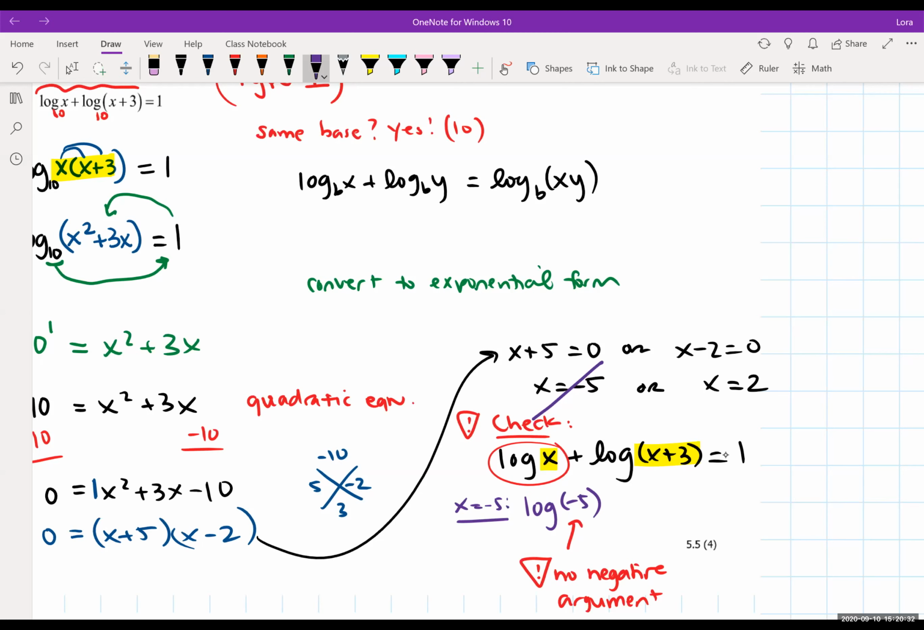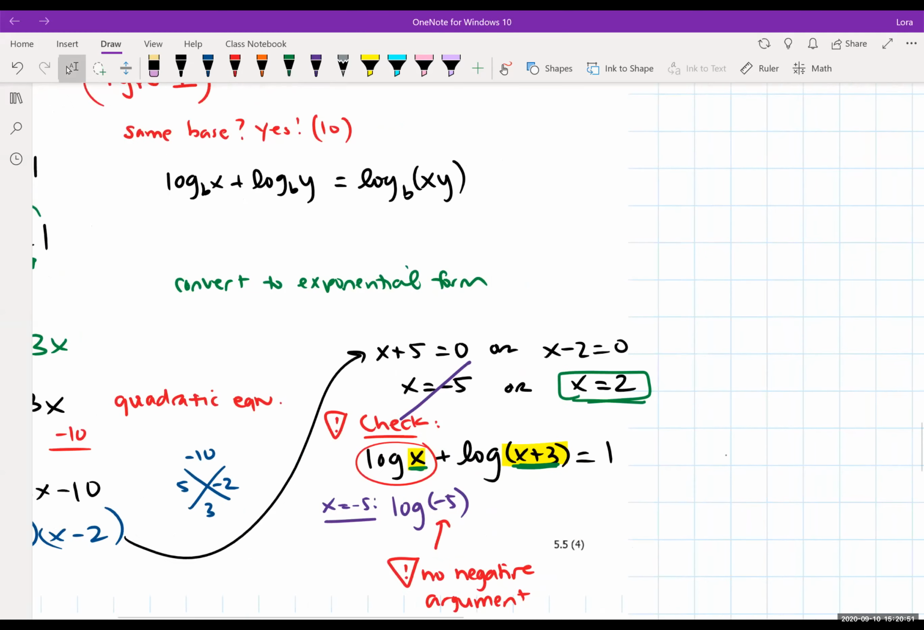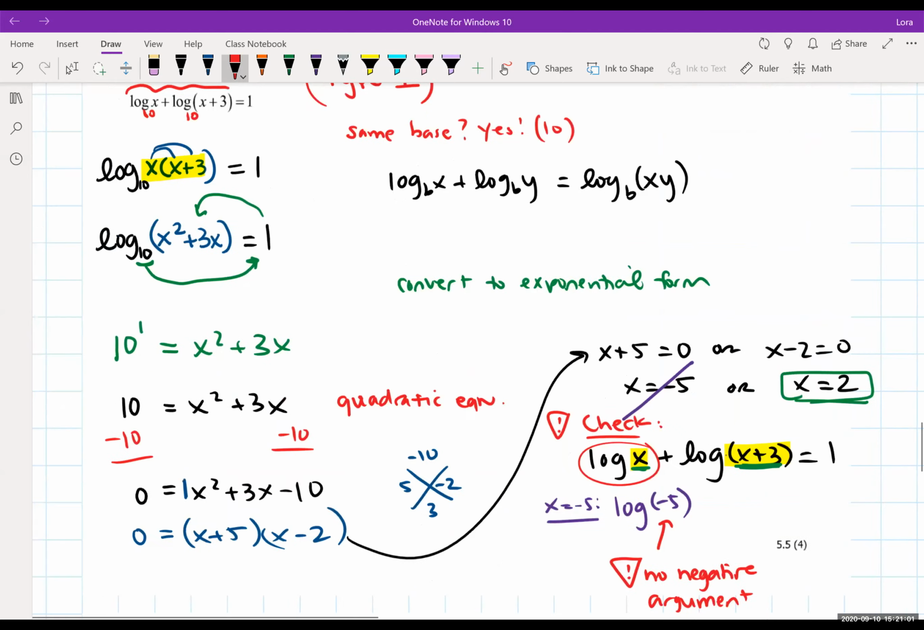Now just double check this with 2. We'll do this verbally. If x equals 2, log of 2, that's a positive number, we're good to go. Log of 2 plus 3, 2 plus 3 is 5, a positive number, we're good to go. We actually have our solution. You can circle it, or if you are interested, you can use little fancy braces to include it's just the number 2. So that is the solution to this type 1 log equation.